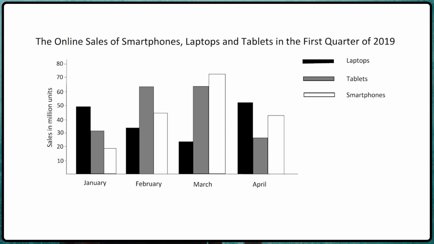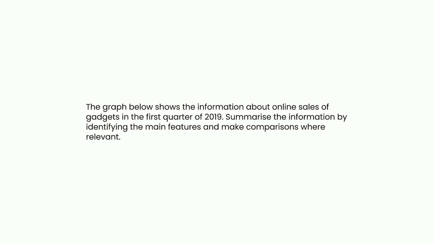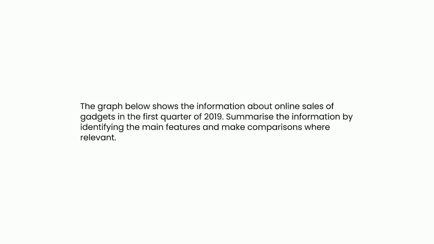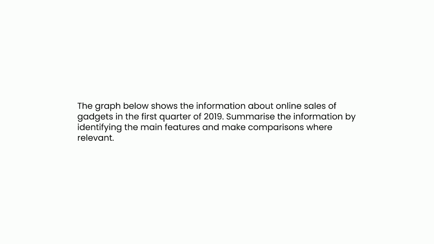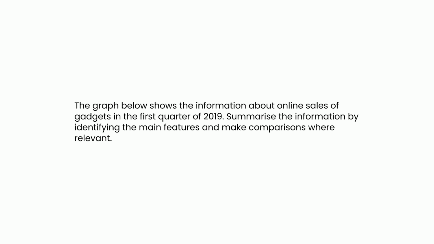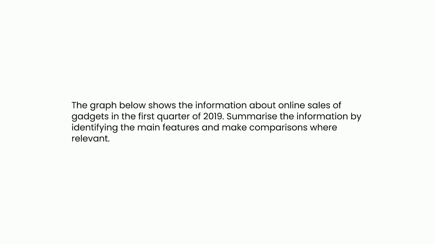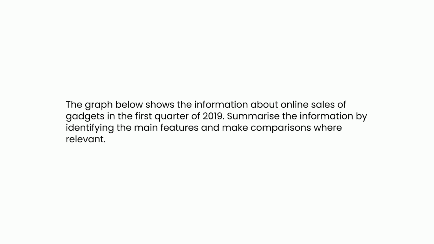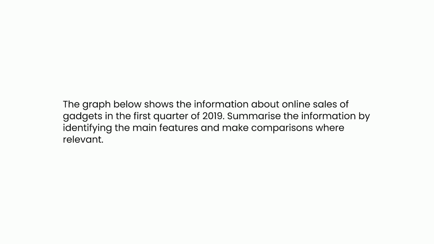As you can see on the screen, the question is about online sales of smartphones, laptops, and tablets in the first quarter of 2019. As I always say, the very first step you need to follow is to analyze the question properly. Every task 1 question will have a statement part, instruction, and then the graph. The statement part will give you an idea about what exactly the graph or the data is, and the instruction is based on which you need to plan your essay, and you can pick the main features you need from the graph given. In this particular question, we have 3 variants, that is laptop, tablets, and smartphones.